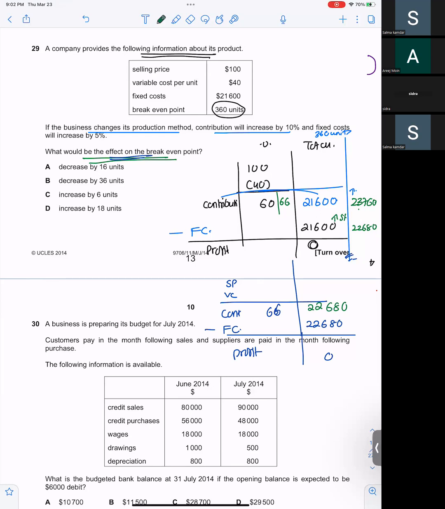Because the new contribution is 66, check the number of units that is going to give me a contribution of 66 and total 22,680. How will you find the number of units? Total fixed costs by contribution per unit.